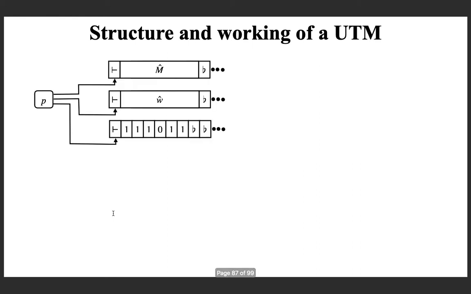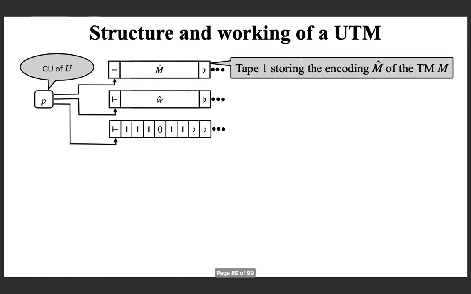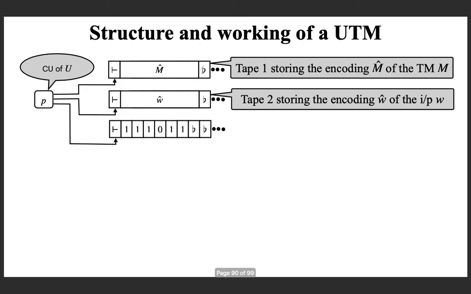Now proceed and see the structure of a universal Turing machine and also see how exactly it is working. So this is going to be the structure of a universal Turing machine. This is a typical structure that I am presenting. So what are its components? There is a finite state control unit for the universal Turing machine U. And there are three tapes. The first tape is storing the encoding hat M of the input Turing machine M. And the second tape is going to store the encoding hat W of the input W.